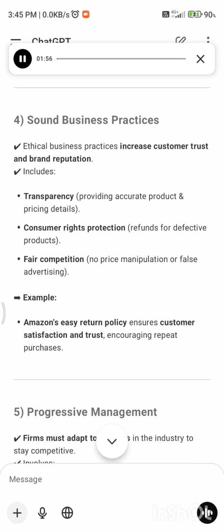4. Sound business practices. Ethical business practices increase customer trust and brand reputation. Includes transparency, providing accurate product and pricing details. Consumer rights protection, refunds for defective products. Fair competition, no price manipulation or false advertising. Example: Amazon's easy return policy ensures customer satisfaction and trust, encouraging repeat purchases.